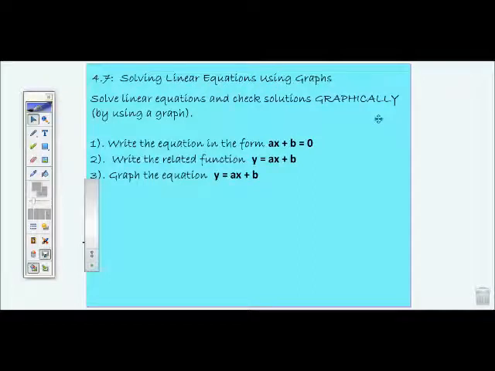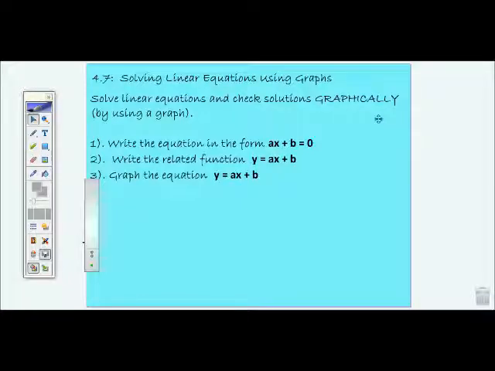Okay, with 4-7, we're going to learn how to solve linear equations using graphs. We'll start out with solving them algebraically, and then check the solution on the graph, and then we'll flip that, and we will solve it graphically and check the solution algebraically. So, solving linear equations and checking solutions graphically by using a graph.